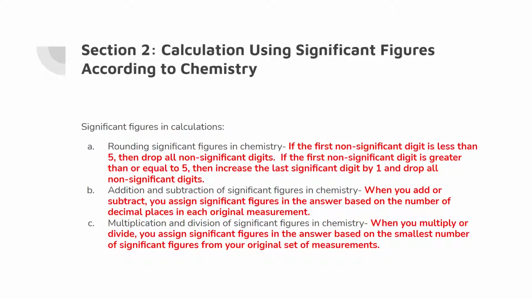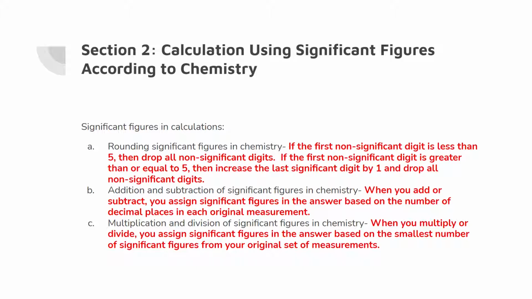Section 2. Rounding and counting significant figures. When it comes to significant figures in chemistry, you first need to find what you are rounding to. If the next digit is less than 5, then you drop all the digits that are after that. You then keep that digit that is before, and then you round correctly. But if the next digit is greater than or equal to 5, then you increase that digit in the place you are rounding to by 1 and drop all other digits.